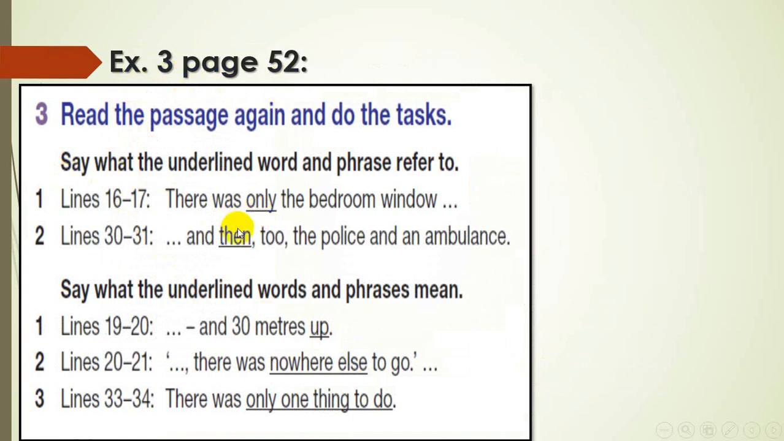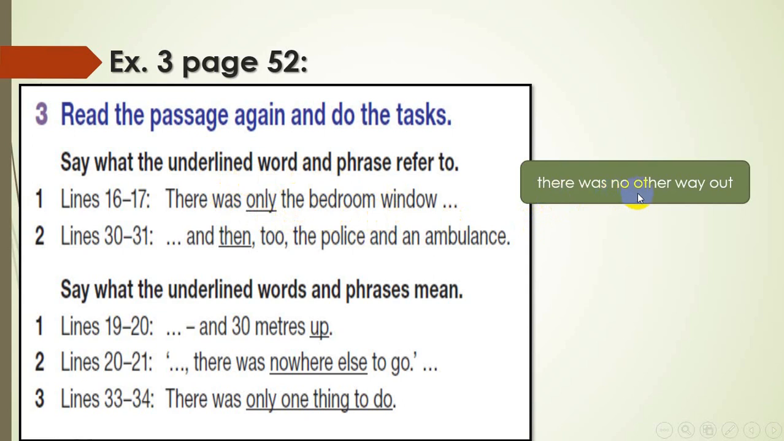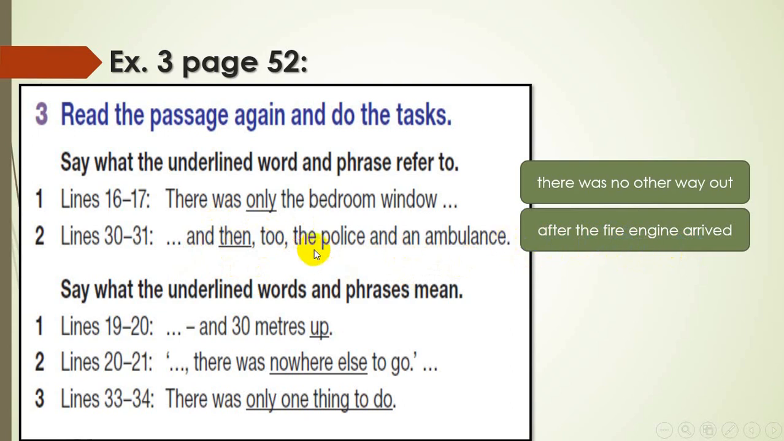In this exercise we have some words and some phrases and we have to show what do they refer to from the text. In lines 16 and 17 there was only the bedroom window. كان هناك فقط نافذة غرفة النوم. So there was only. It refers to there was no other way out. وهذه عبارة مذكورة في التقرير نفسه في الدرس نفسه. Lines 30, 31. And then to the police and an ambulance. And then. It refers to after the fire engine arrived، أي بعد أن وصلت سيارة الإطفاء.